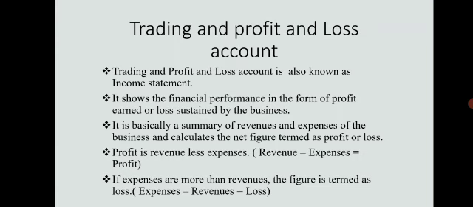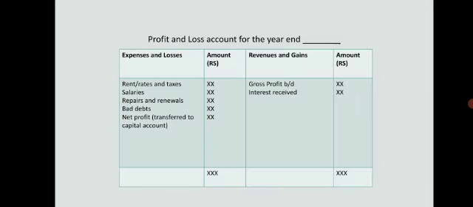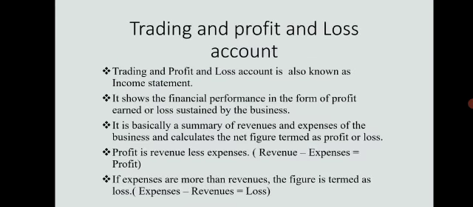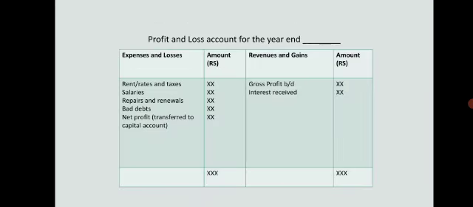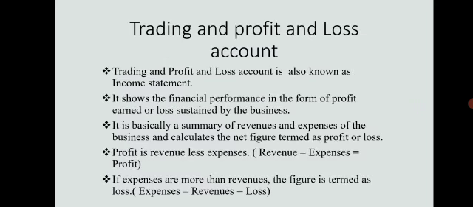It is basically a summary of revenues and expenses of the business and calculates the net figure termed as profit or loss. As I have already told, on the debit side we enter all expenses and losses, and on the credit side we enter all revenues and gains. So what is it? It is a summary of expenses and a summary of revenues and gains.